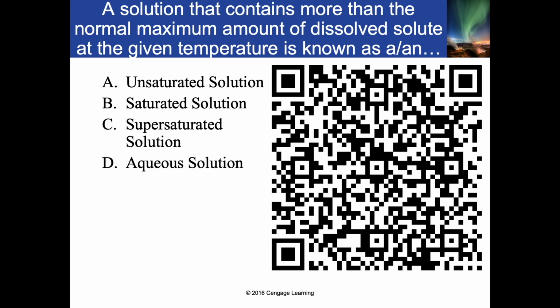So a solution that contains more than the normal, right, maximum amount of dissolved solute at a given temperature is known as a what? An unsaturated solution, a saturated solution, a supersaturated solution, or an aqueous solution. I just spent 10 minutes talking about saturated and supersaturated solutions, so you better get this right.